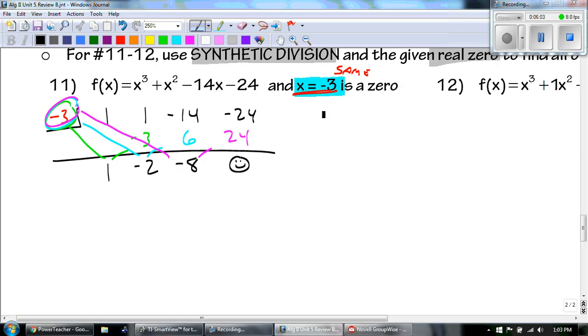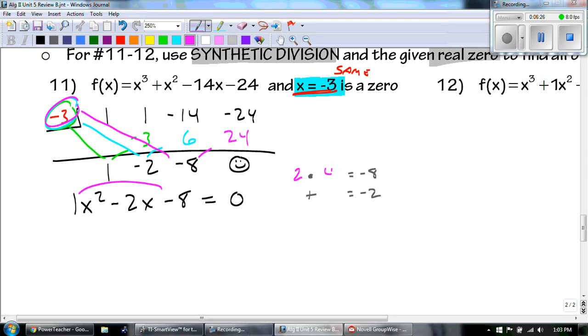So when they're asking us to find the other real zeros, the only thing that's different now is that we set this equal to 0, and we need to solve it. So you guys are looking for numbers that multiply to get to negative 8, but add to get to negative 2. What are they? Yeah, 2 and 4, except the 4 is negative. I'm super happy because I can do the shortcut.